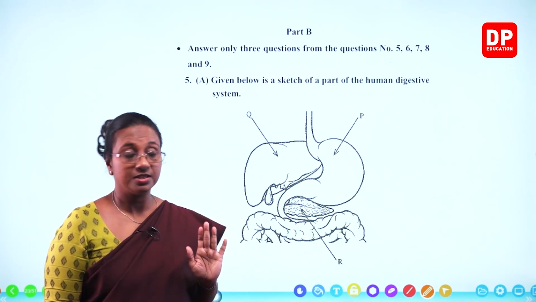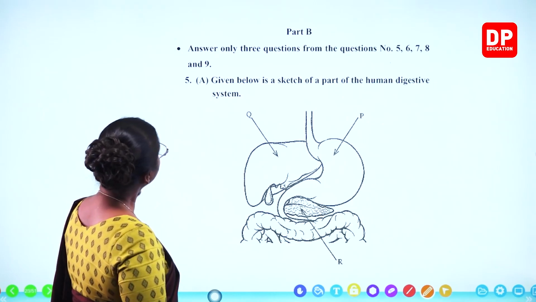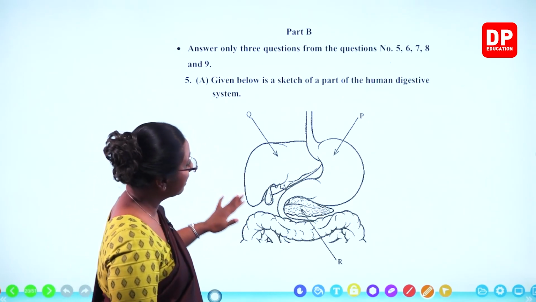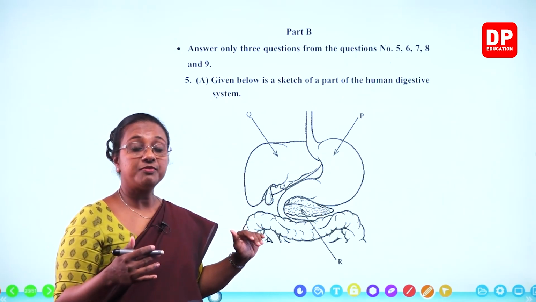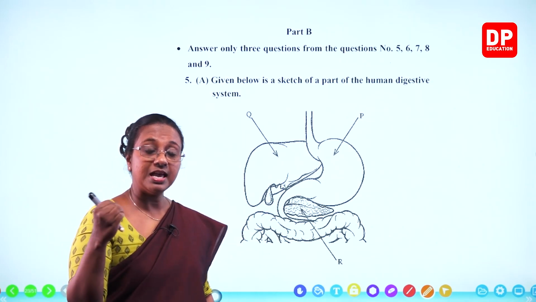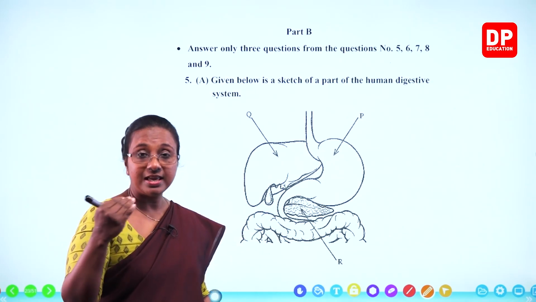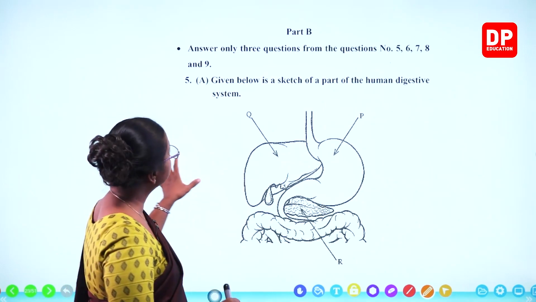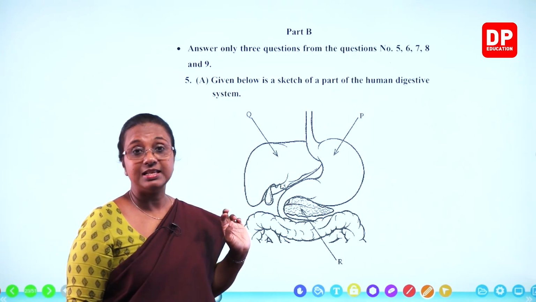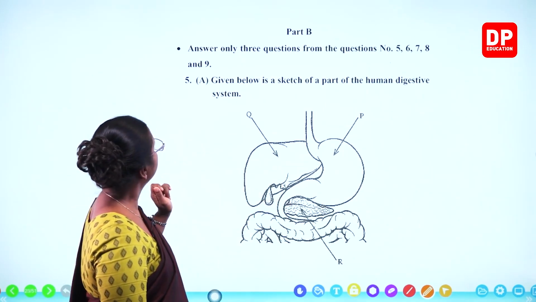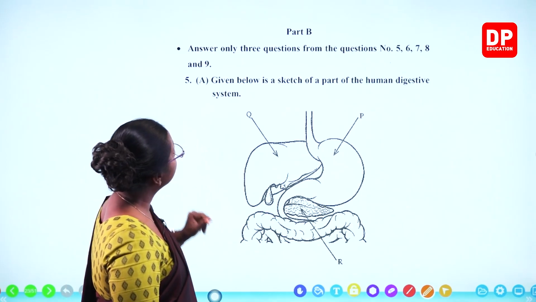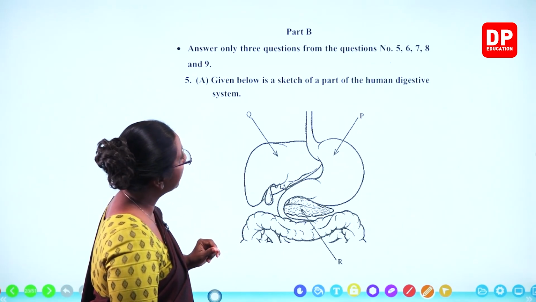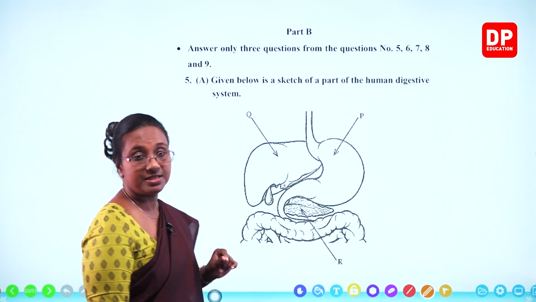Is that okay, students? Here also you have to remember there will be different parts. Some of the questions have 3 parts, A, B and C. Some will have parts A and B. And usually the 5th question is a biology related question. So 5th question, part A: given below is a sketch of a part of the human digestive system.